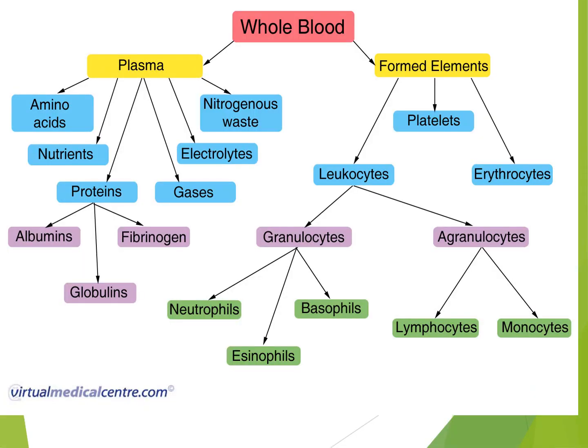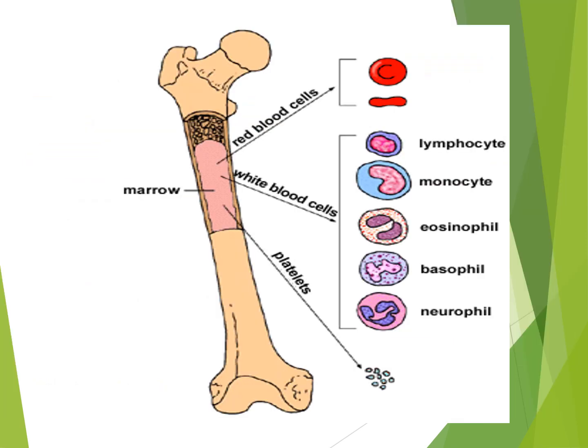So of course this shows you the whole blood, plasma, and the formed elements. Of course, this is very important for you to know. Bone marrow, right? So this is where all the magic happens. So our red blood cells, white blood cells, platelets, all are formed from where? Bone marrow, right? So again, very important for us to know.